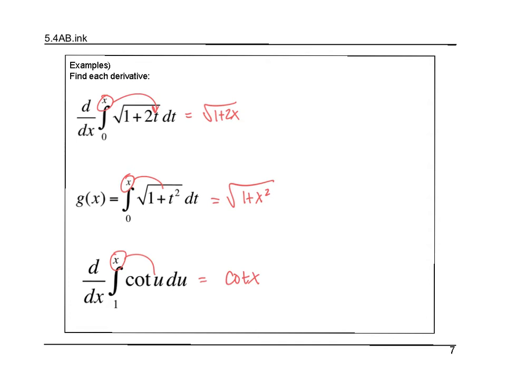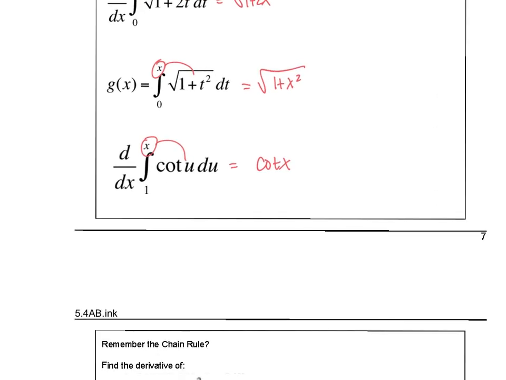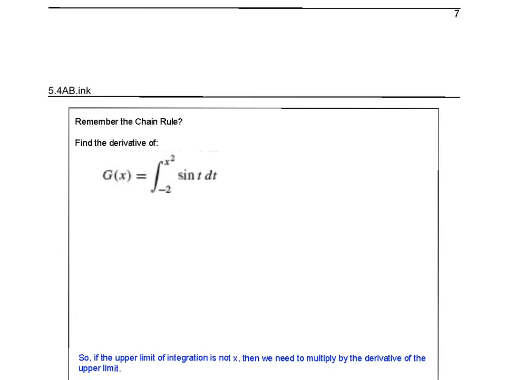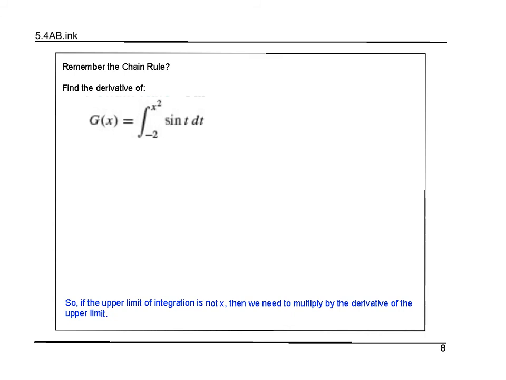Okay, so, right, that seemed a little bit too easy. There's always a catch. When things are too easy, there's always going to be a catch. Here it is. Remember that chain rule that we did back in Chapter 3? What if we are now inputting something other than just x? What if that upper limit is an x squared? Let's investigate this. This one we can investigate.